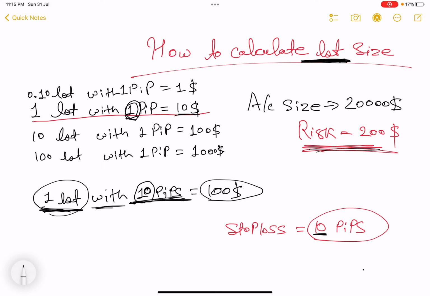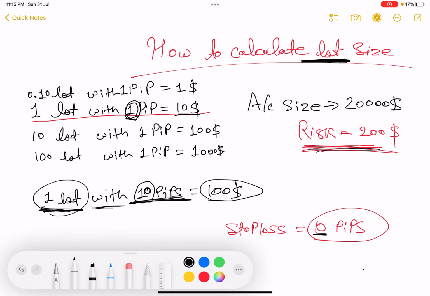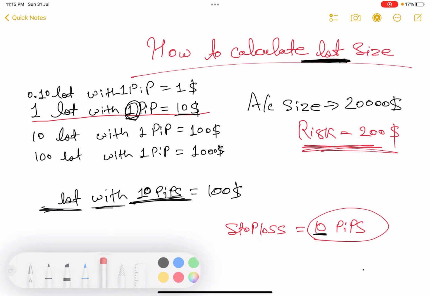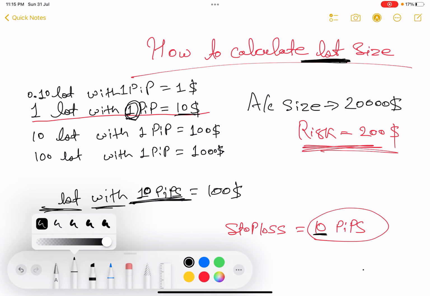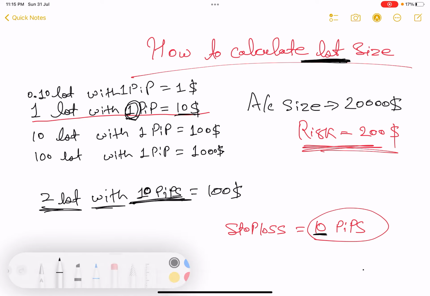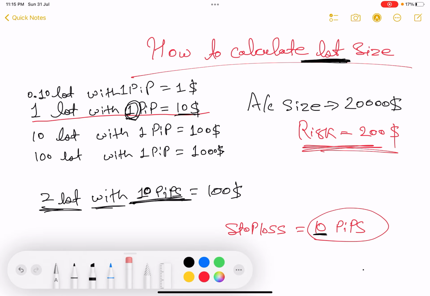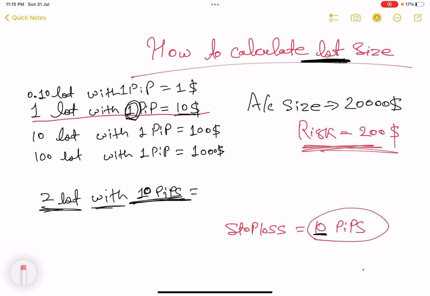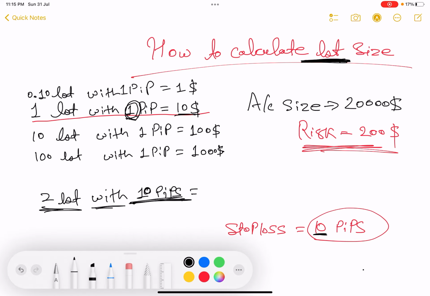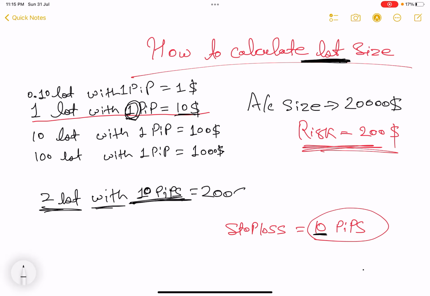What should I do? Simply increase your lot size. Simple. So lot size was 1. Let's just keep it 2. If I keep it 2 here, what will happen? This will also increase, right? This will also increase. Means the result will be $200.